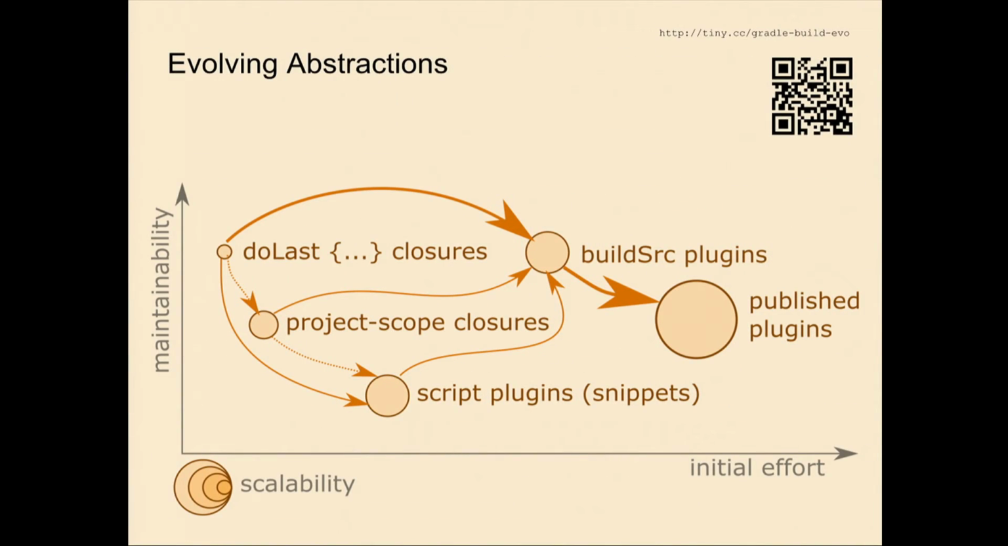And that's an interesting slide. So here I drew a diagram about maintainability versus initial effort. Vertical is how maintainable it is. Horizontal is how much effort it takes to get there. And scalability is, would it break if the build grows bigger? So as you can see, the doLast closures on empty tasks are very maintainable actually.